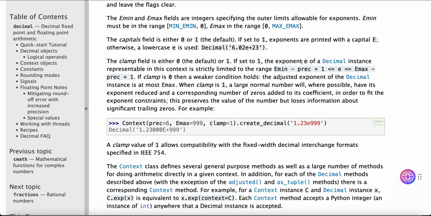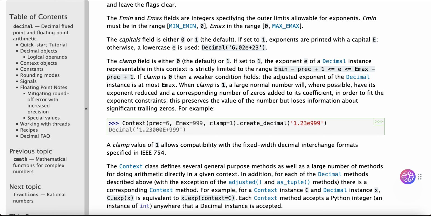If set to 1, the exponent E of a Decimal instance representable in this context is strictly limited to the range Emin - prec + 1 <= E <= Emax - prec + 1. If clamp is 0, then a weaker condition holds: the adjusted exponent of the Decimal instance is at most Emax. When clamp is 1, a large normal number will, where possible, have its exponent reduced and a corresponding number of zeros added to its coefficient.